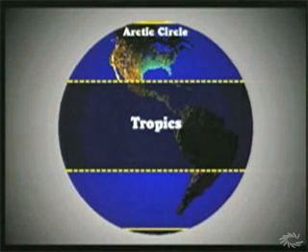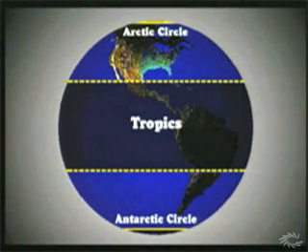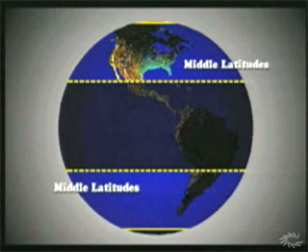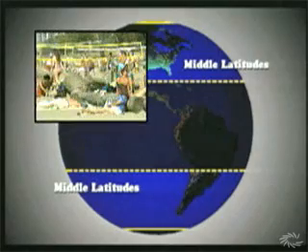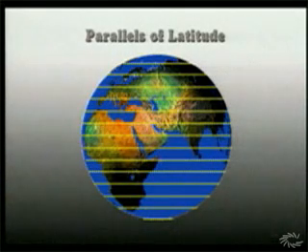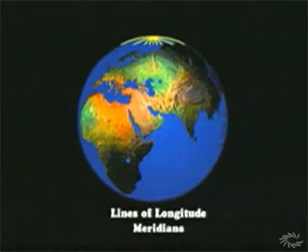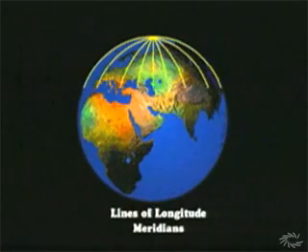The areas between the tropics and the Arctic Circle and the Antarctic Circle, those in the so-called middle latitudes, generally have more seasonal weather, with a summer, fall, winter, and spring each year. So far, we've discussed the first part of the grid system found on globes, parallels of latitude. Now let's take a look at the second, lines of longitude, also called meridians.